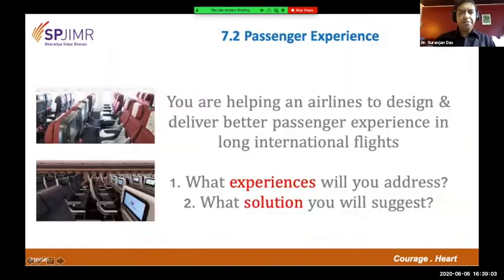So I'll move from here. All right, so let's take one more example. There are three more small stories. Look at this. You are helping an airline to design and deliver a better passenger experience in long international flights. Okay? I hope I'm audible. So what are the experiences of passengers you will address? Of course, what are the solutions you will address?